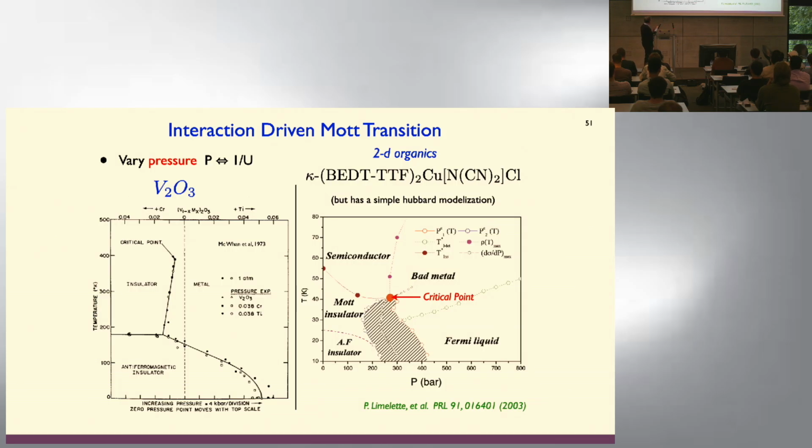With the Mott insulator, the metal, and an antiferromagnet. Or these other systems, I hope nobody will ask me the exact name because I don't know it. They are 2D organics, but they have a very good model as a simple Hubbard problem. And again, as a function of pressure and temperature, we can see the Mott insulator, the Fermi liquid, and the antiferromagnet. There is a quite rich phase diagram in these systems, which we would like to understand.